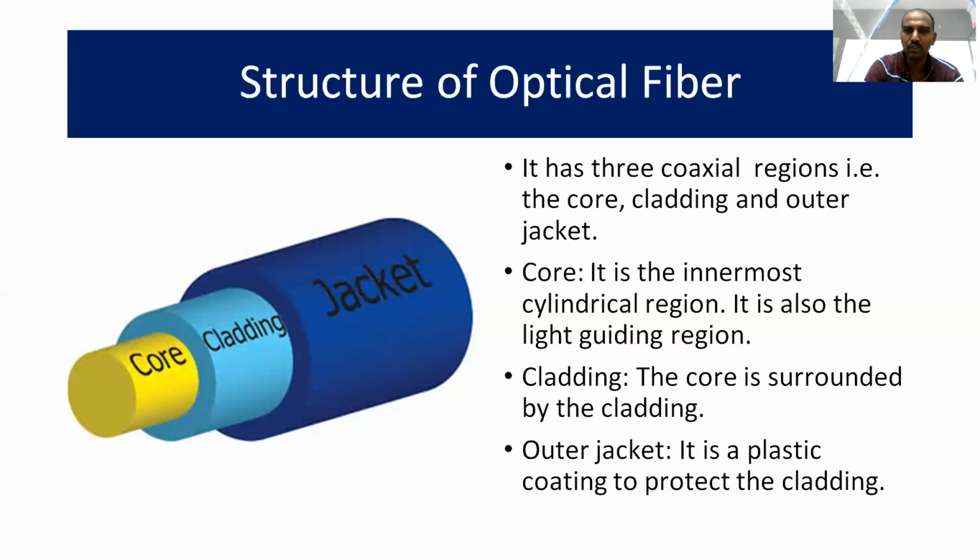Then the outermost coaxial region, which completely covers both the core and the cladding regions, is the sheath, or you may call it the outer jacket, or sometimes the buffer jacket. It is a plastic coating which protects the signal from external contamination, in addition to providing mechanical strength to the optical fiber.